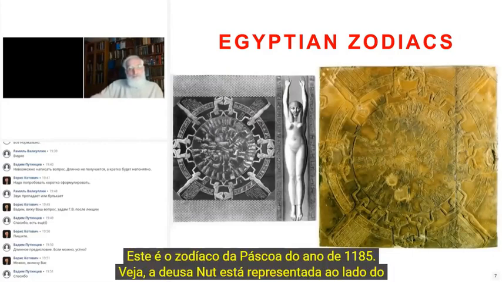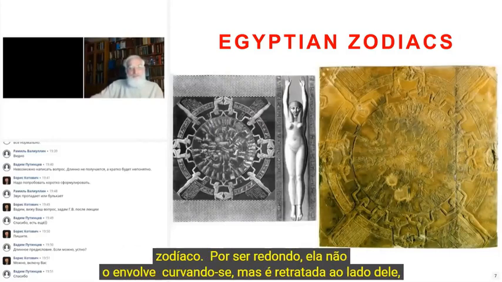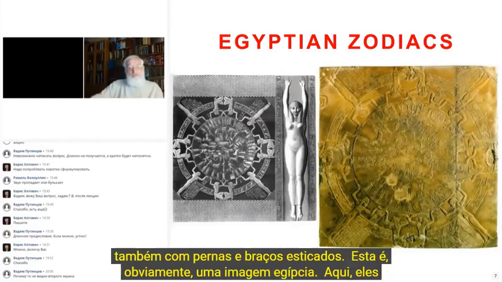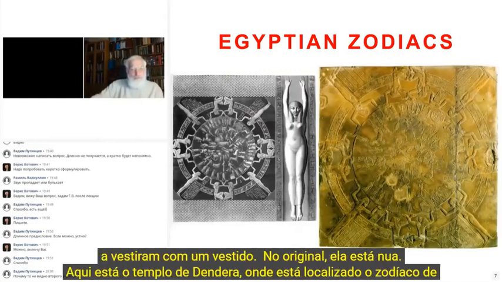This is the Easter zodiac of the year 1185. You see, the goddess Nut is depicted next to the zodiac. Since it is round, she does not surround it by bending, but is depicted next to it, also with stretched legs and arms. This is, of course, an Egyptian picture. Here, they dressed her in a dress. In the original, she is naked.